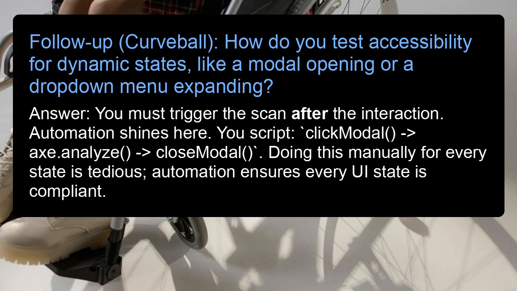Follow-up curveball. How do you test accessibility for dynamic states, like a modal opening or a drop-down menu expanding? Answer: you must trigger the scan after the interaction. Automation shines here. You script: click modal(), then axe.analyze(), then close modal(). Doing this manually for every state is tedious. Automation ensures every UI state is compliant.